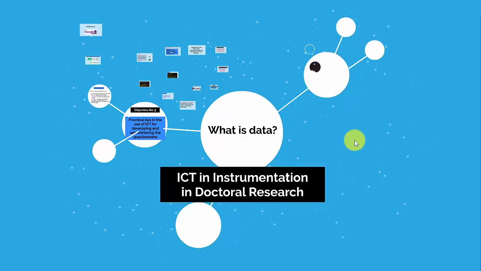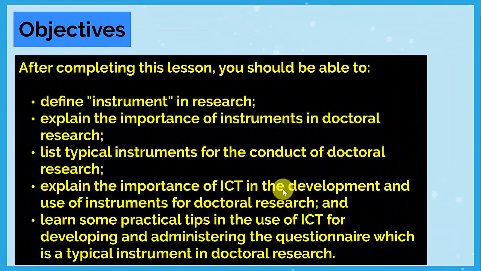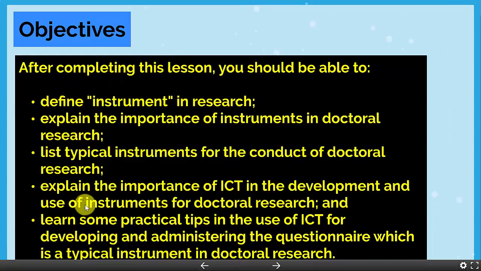So we're back in class, and we're looking at ICT and instrumentation in doctoral research. What are we going to be learning in this lesson today? 5 things, 5 objectives. The first is that we're going to define instrument. Next, we'll look at the importance of instruments in doctoral research. And third, we'll list instruments that are typical for conducting doctoral research. Number 4, we'll explain the importance of ICT in the development and use of instruments for doctoral research.